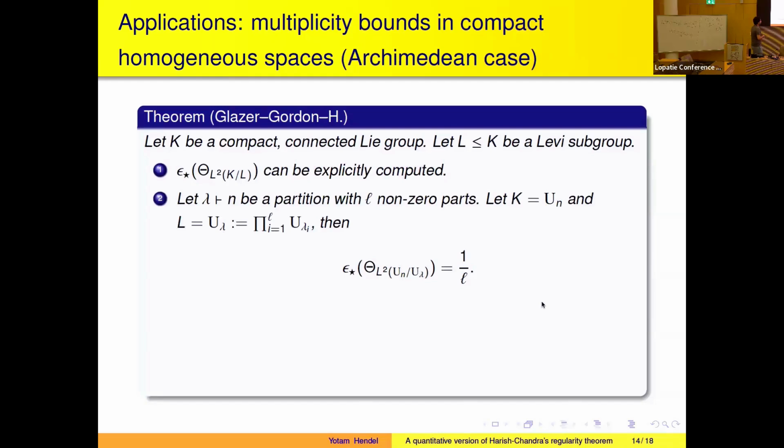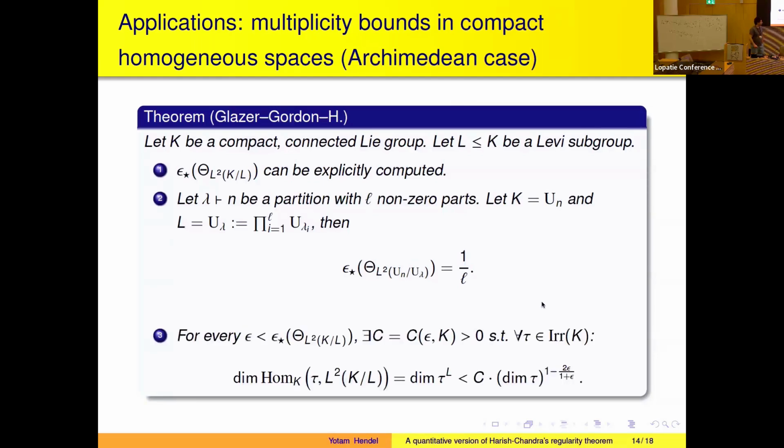And secondly, if we consider unitary groups, so let lambda be some partition of n with non-zero parts, and K be the unitary group of size n, and L be a product of smaller unitary groups of size Li, then epsilon star of L2 of UN modulo U lambda is precisely L, the number of parts. And in addition, we get a result very similar to what we got for the p-adic case. So again, using this Hausdorff-Young inequality, we get a bound on multiplicity of irreducible representations appearing in L2 of K over L.